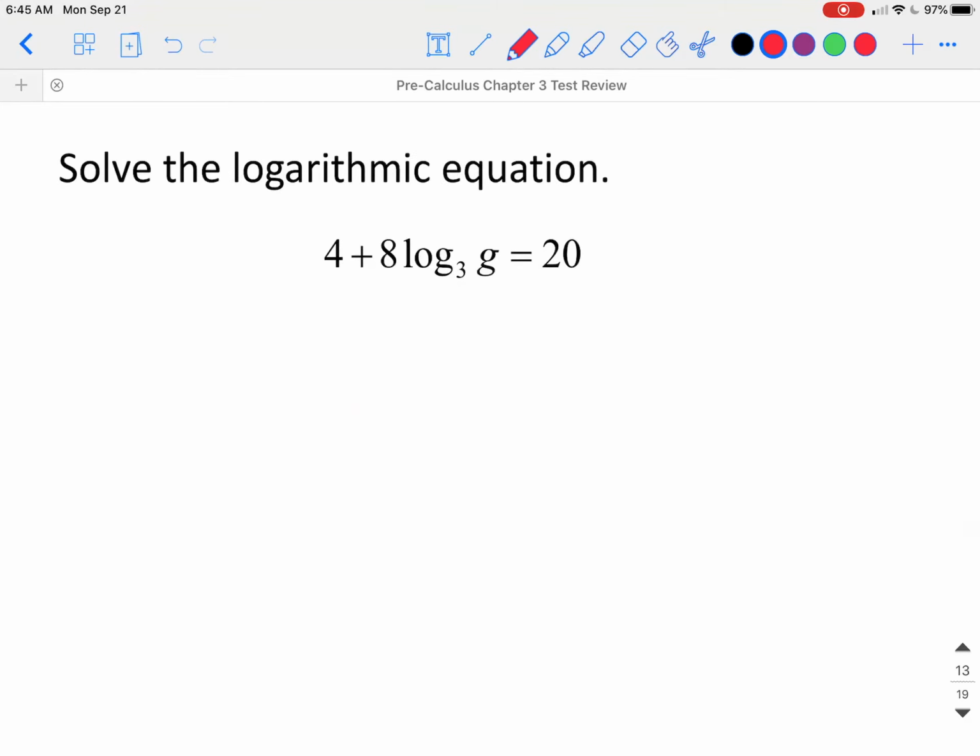Solve the logarithmic equation. To do this, we're trying to get the log part by itself. So the first thing we can do is subtract 4 from both sides. Now we have 8 times the log, so we can divide both sides by 8. Now we have log base 3 of g.